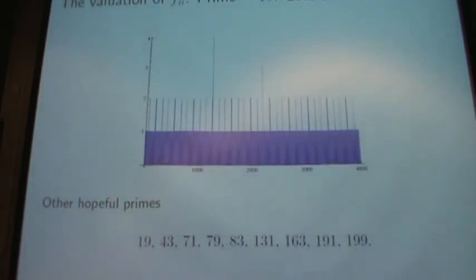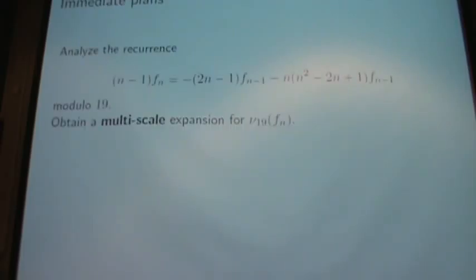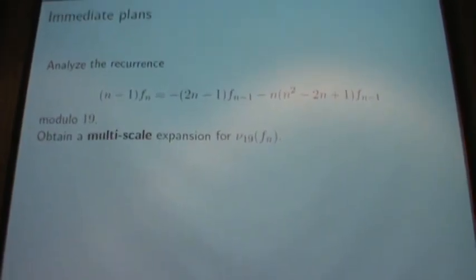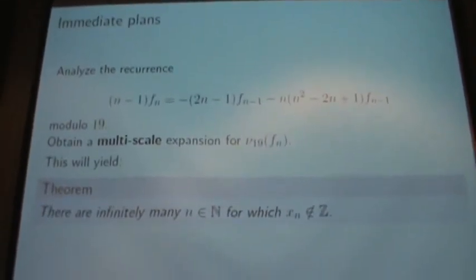Other hopeful primes apart from 19 are 43, 71, 79. It doesn't appear in Sloan. The only thing I know is that these are the ones that look like that. So now the immediate plan is to analyze the recurrence modulo 19. And the theorem will say there are infinitely many n's for which x_n is not an integer. We shall see.